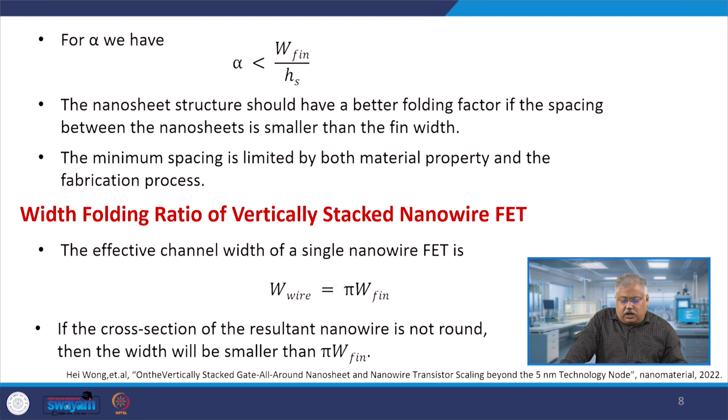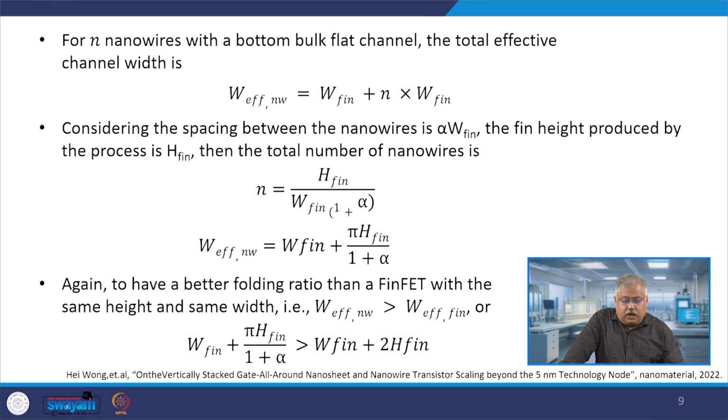The effective width for a single nanosheet nanowire FET is given by pi times W fin, and where the cross section is not round, the width can be smaller than pi times W fin. If there are n nanowires with the bottom flat channel, then the total width is n times W fin, right. And if you consider the spacing between the nanowires is alpha times W fin, and the fin height produced by the process is h fin, then the total number of nanowires will be given by this. Already I have discussed this point with you, where n is an integer.